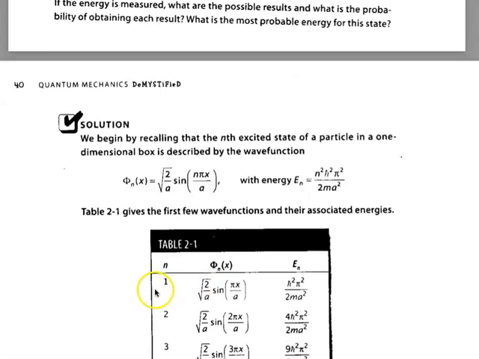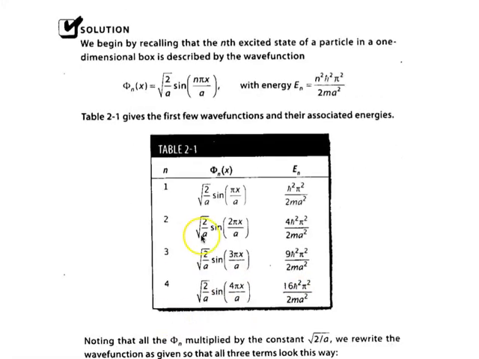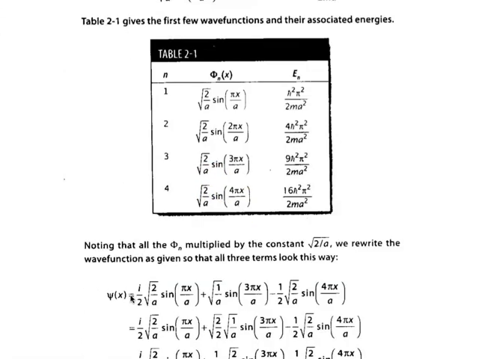Therefore, for n equals 1, the stationary state is the square root of 2 over a times sine of n pi x over a, and the energy is this quantity. For n equals 2, it is the square root of 2 over a times sine of 2 pi x over a, and the energy is that, as we've already said. When n equals 3, it's that, n equals 4 is that, etc. So you go on here.